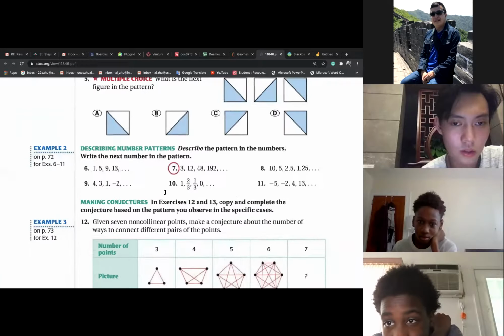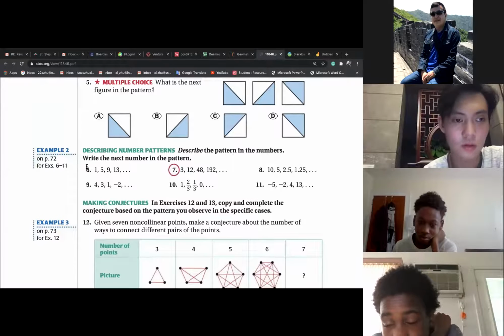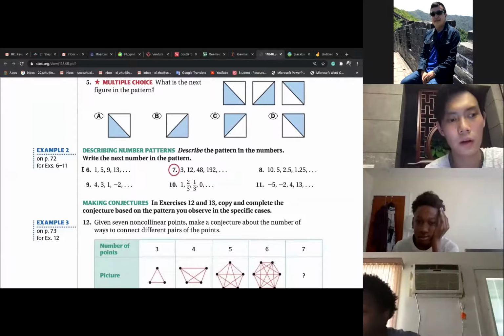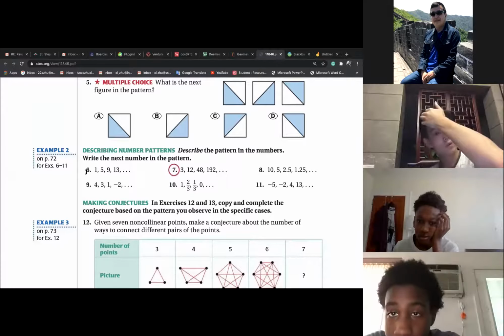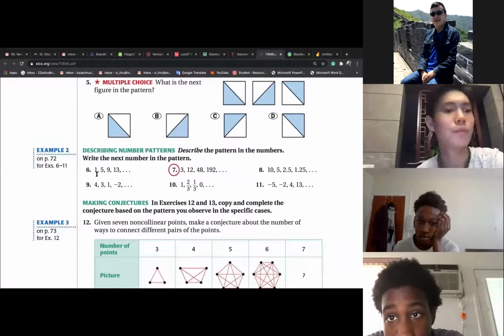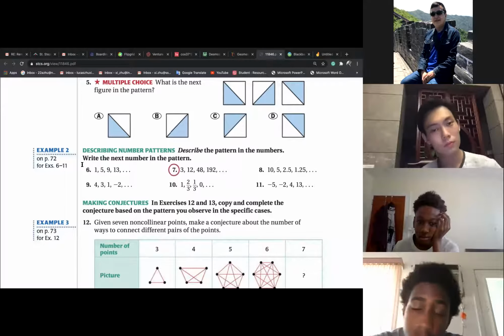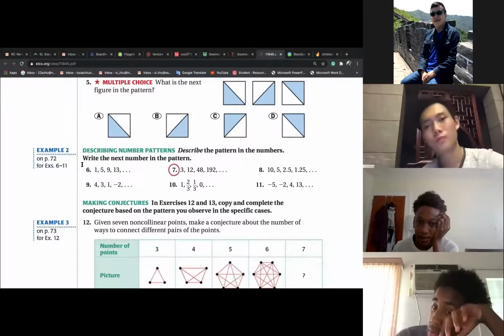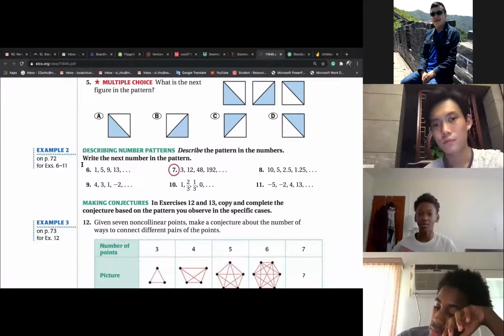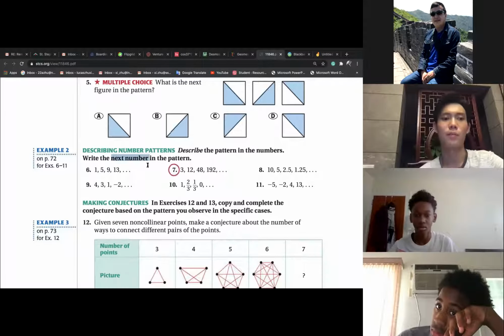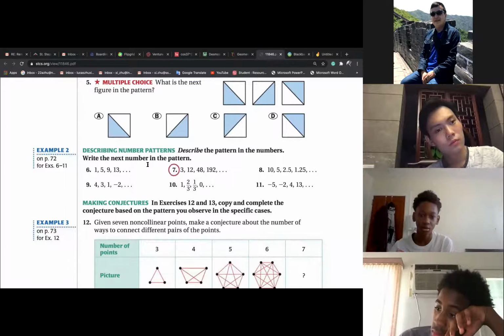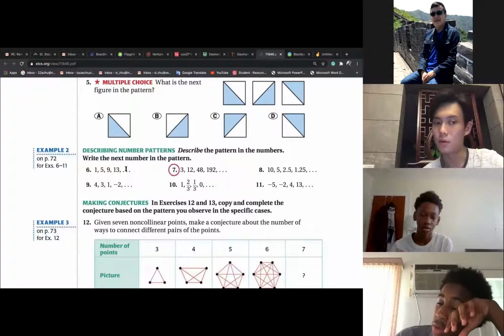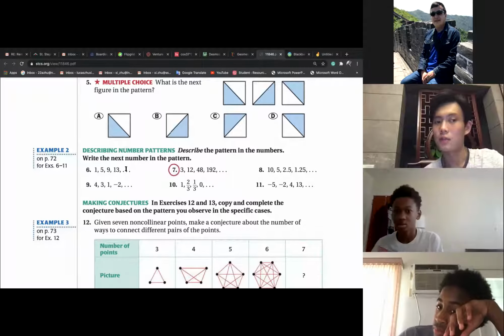I mean, those are quite easy. Describe the pattern. Can you find a pattern over here? And write the next number in the pattern. Number 6. You have to describe the pattern and also find the next number in the pattern. They're all adding 4. So what's the fifth number? 17, yeah, exactly.